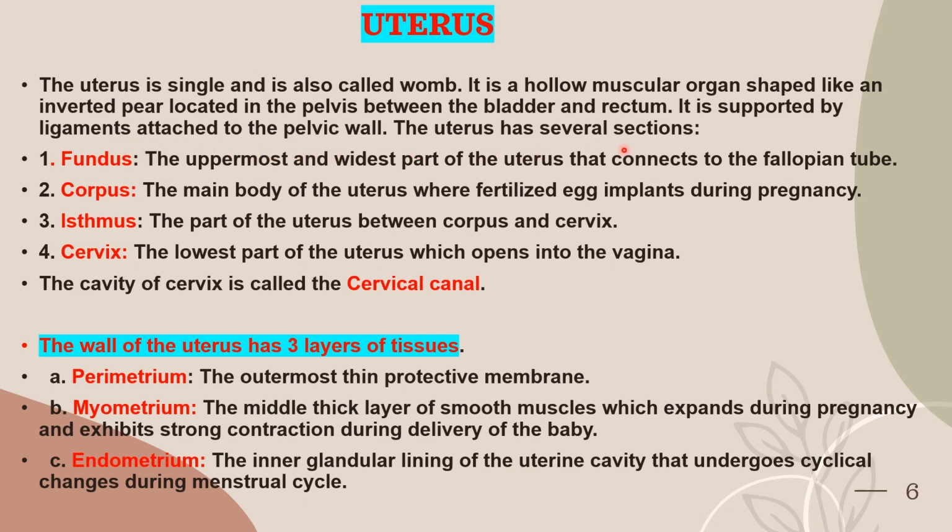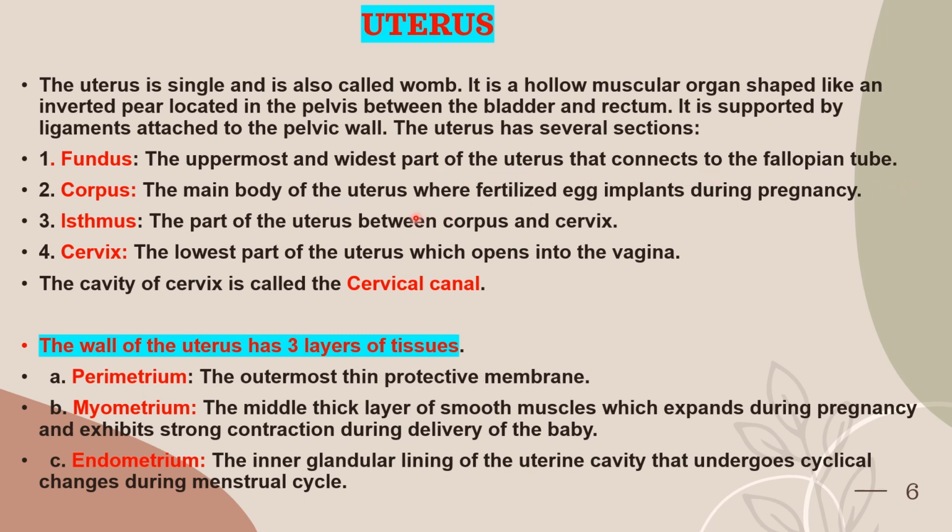And what are the functions? What are the different sections? What is the structure of the uterus? It has the uppermost widest part of the uterus that connects to the fallopian tube. That part you call the fundus. So what is the fundus? It is the uppermost and widest part of the uterus that connects to the fallopian tube.